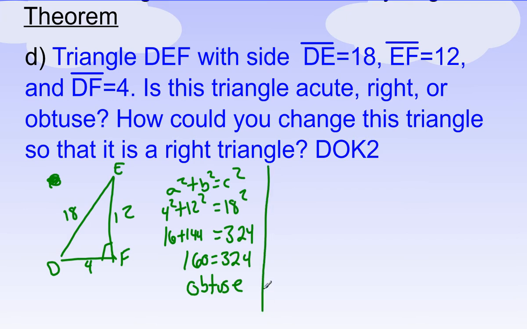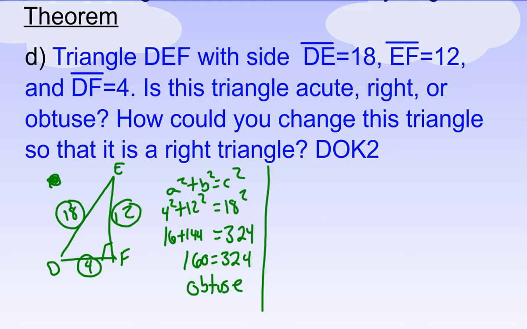If you didn't do this part yet, please, really, pause the video, try this part on your own. See if you can change it so it is a right triangle. If you did it already, let's go through. So there's actually a couple different changes you could make. You could change the 18, you could change the 12, or you could change the 4. All you'd have to do is use the Pythagorean Theorem, plug in two of the sides you want to keep, and put a variable for the side you don't want to keep.